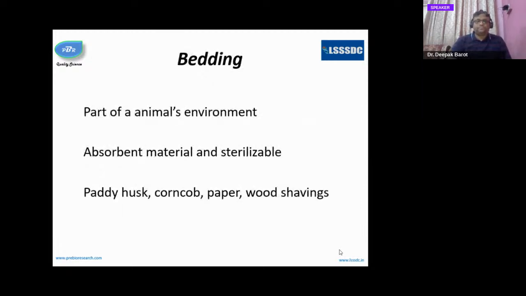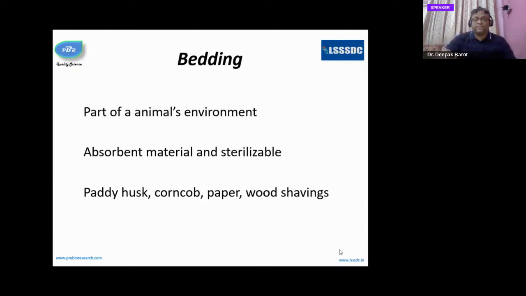Correct? Bedding is part of the animal environment, right? Like we sleep in our bed, generally. Of course, people who suffer from backache tend to sleep without any mattress, but we always need a mattress in our bed, right? That gives us a cushion feeling. In the same way, you have to give bedding material to laboratory animals, such as paddy straw, husk, wooden chips, paper shreddings, or corn cobs. These are used as bed.